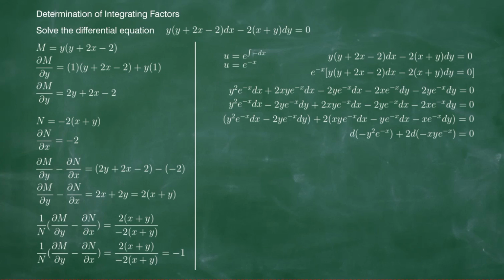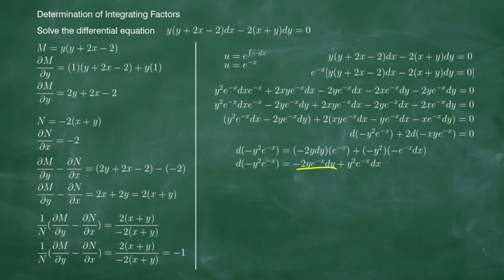Now looking at the first two terms, this one is actually equal to this, while this is equal to this one. So let us check the derivative of negative y squared times e to the negative x. First, we get the derivative of minus y squared, and that's negative 2y dy times e to the negative x, which is this one. Then we get the derivative of e to the negative x, which is negative e to the negative x dx, times negative y squared, is this one. And then simplifying that, we have minus 2y e to the negative x dy is this one, and y squared e to the negative x is this one.